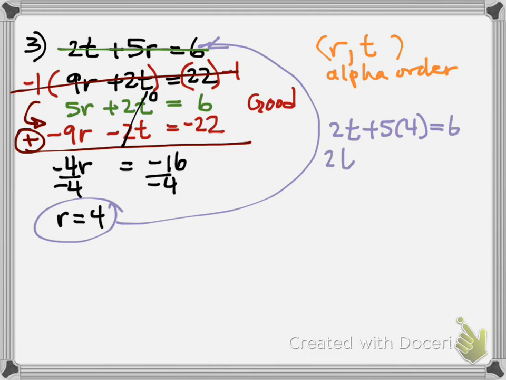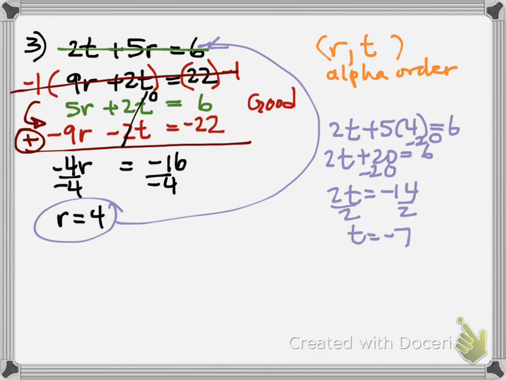So I get 2t plus 20 equals 6. Subtracting 20 from both sides, I'm going to do it up here. And I get 2t equals negative 14. And then divide by 2. And I get t equals negative 7.